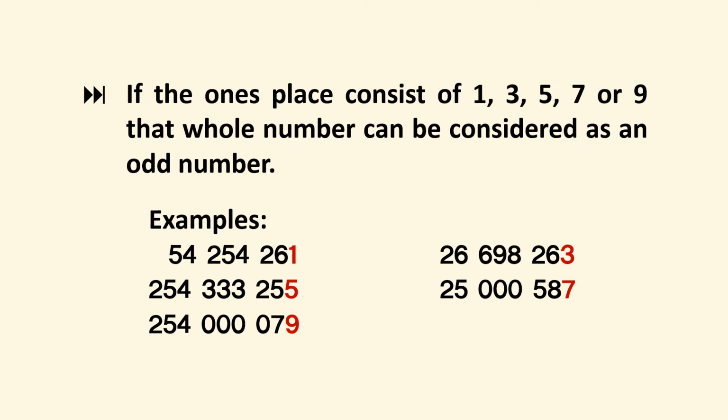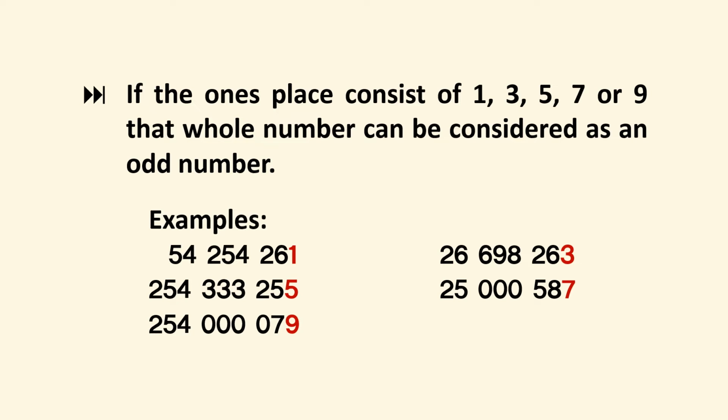254,079,000. So we'll have a look at the digits in the ones places. In our first number, the digit in the ones place is 1. In the second number, that is 3. In the third number, the digit in the ones place is 5. In the fourth number, that is 7. And in the last number, the digit in the ones place is 9.